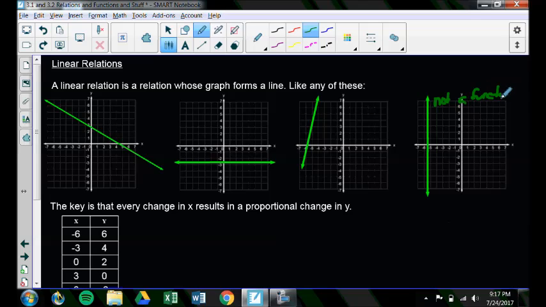It's failing the vertical line test. This is just the line x equals negative 5.5. It's still a relation, not a function. This one here is not one-to-one. It is a function, but not one-to-one. This is the line y equals negative 2.7 or something.